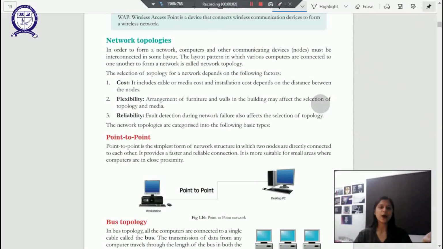Now we will study about network topologies. In order to form a network, computers and other communicating devices, that is nodes, must be connected in some layout. So the layout pattern in which computers are connected to each other in a network is called a network topology. The selection of topology for a network depends on various factors. So there are various factors which define what network topology we will be using.